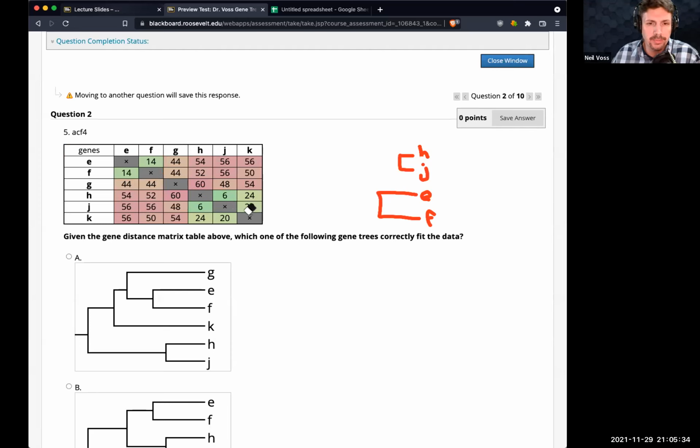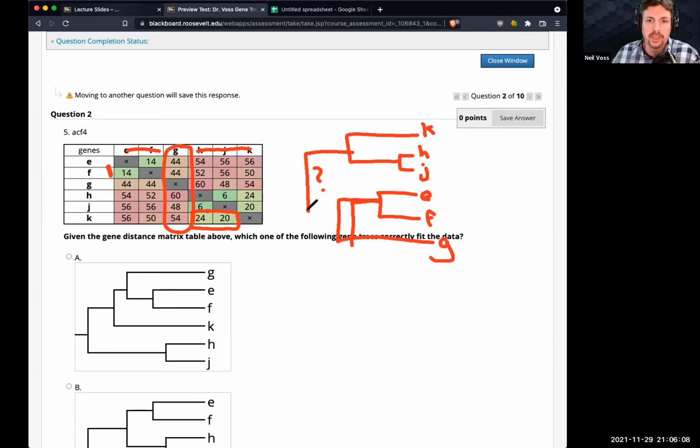It looks like here, the next lowest numbers are H and J, which again, we've already connected, connecting to K. So my guess would be like this. So I've got an H, J, K, E, F. Now G, what happens? It looks like G is significantly closer to EF than it is with the others. So I'd probably put it up, but it's further out than K. So G, and then I guess we connect the whole thing together.